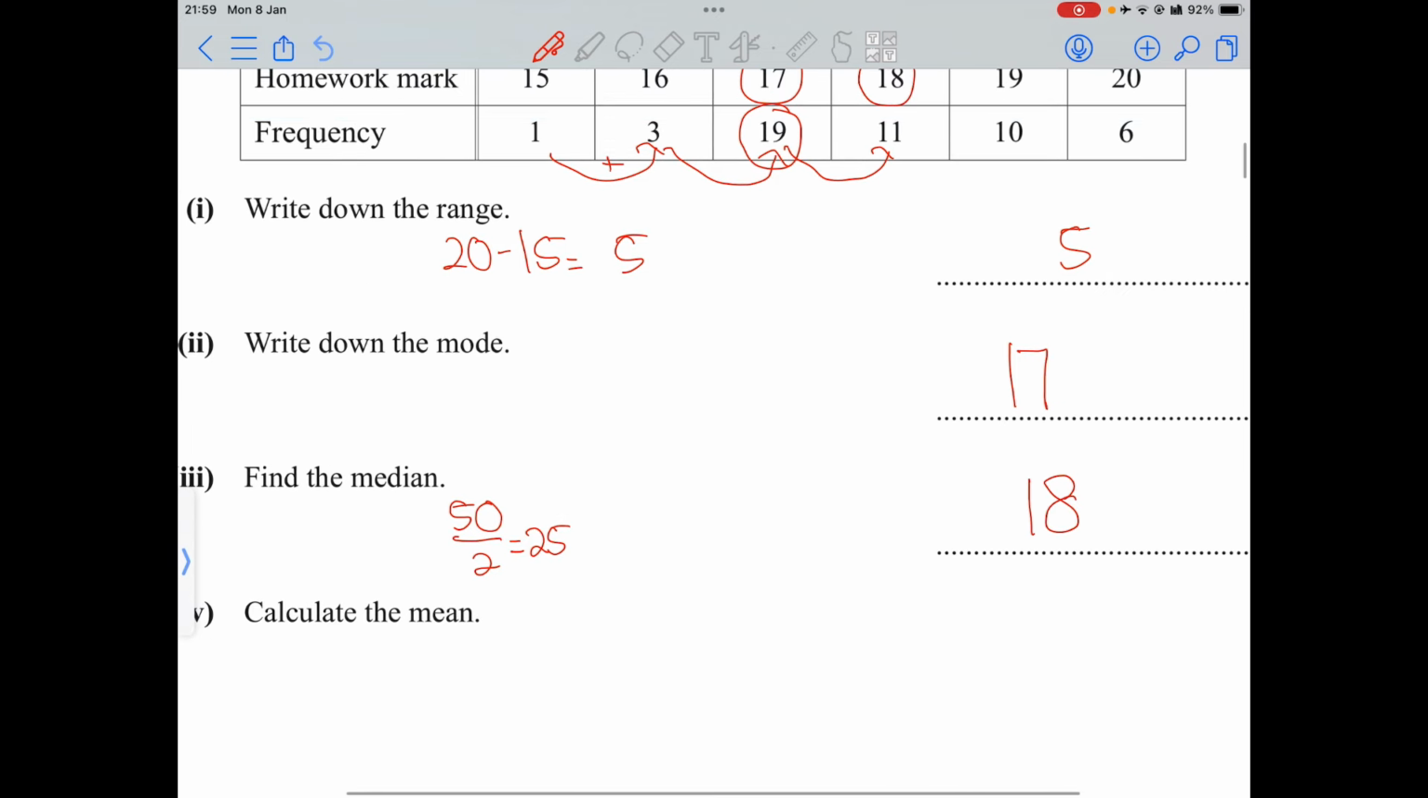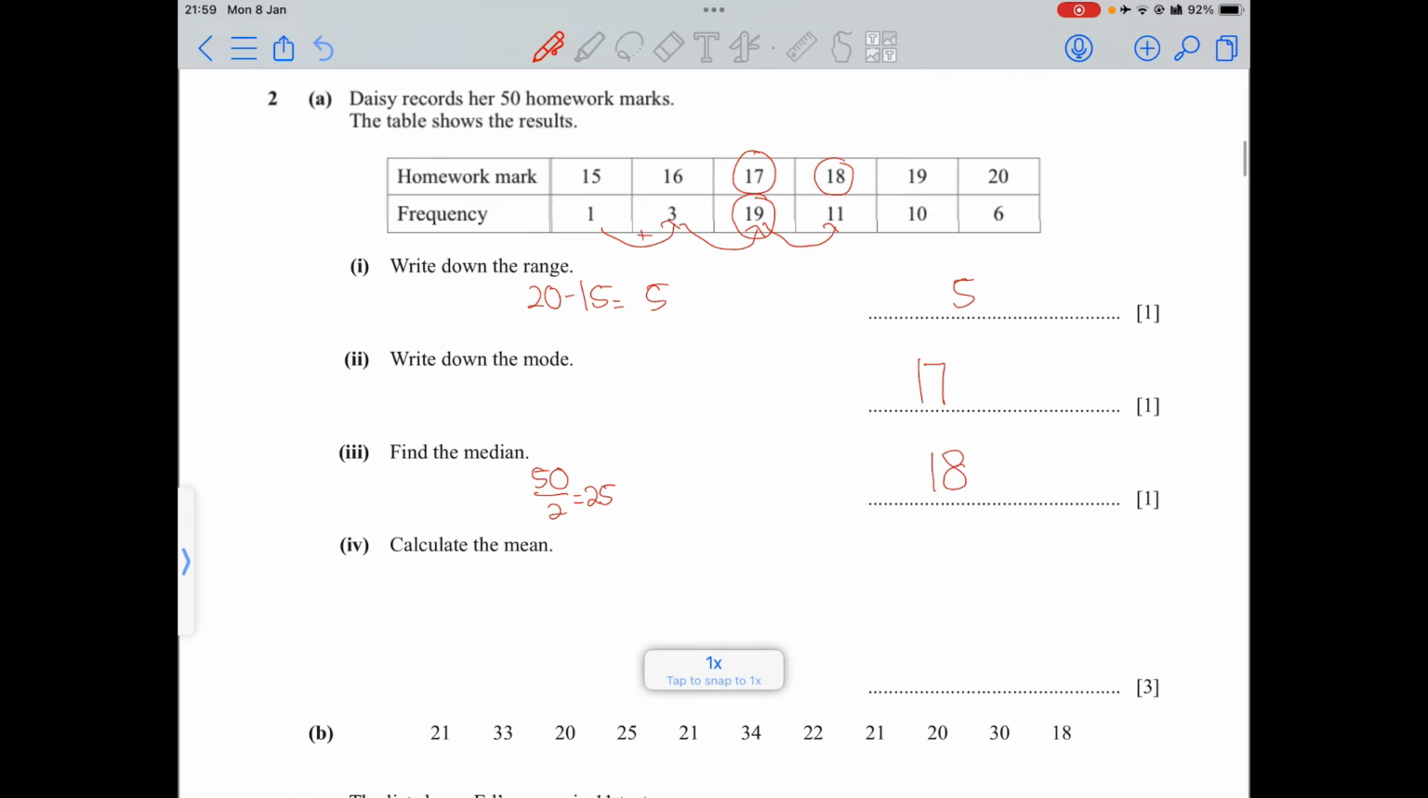Otherwise, you can list them down and do the calculation, but again, that's a very lengthy process and you don't want to waste time, especially in a maths paper.